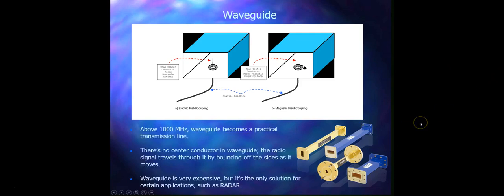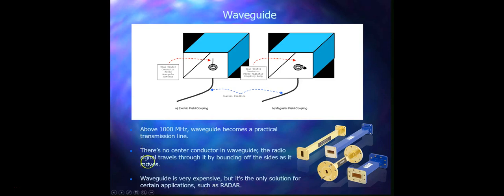and there is no center conductor or dielectric in this type of waveguide. It has a coupling stub on each end for microwave radio frequency energy to travel, and waveguide can also be used to feed microwave antennas, for example horns or dishes. In that case, the receiving end of the waveguide just opens into the dish of the antenna. These waveguides are very expensive, and for the application, it can be used in air traffic controller radar, and it's mentioned also here. Waveguide is very expensive, but it's the only solution for certain applications such as radar.